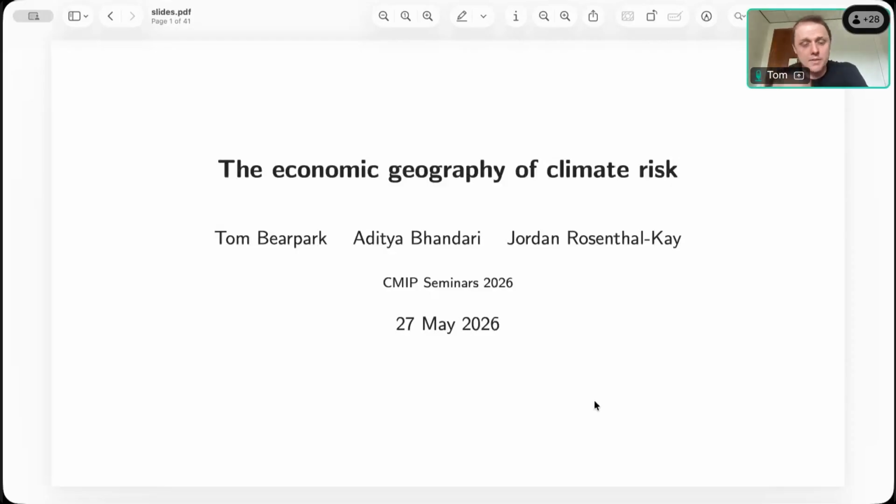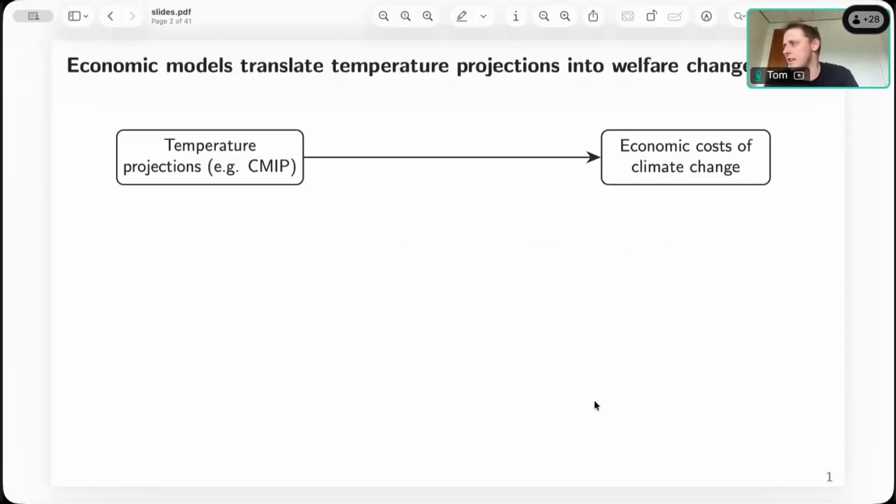I'm Tom. This is joint work with my co-authors Aditya and Jordan. I'm a climate economist at the University of Exeter. As I'm sure you're aware, there's a very large literature that aims to translate temperature projections, such as those produced by CMIP, into estimates of the economic costs of climate change.